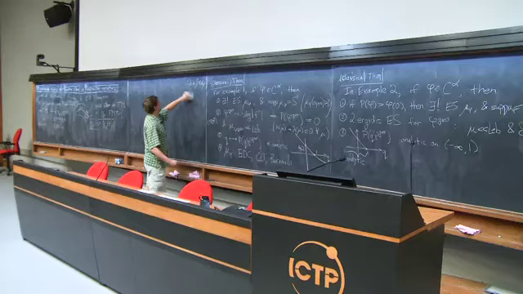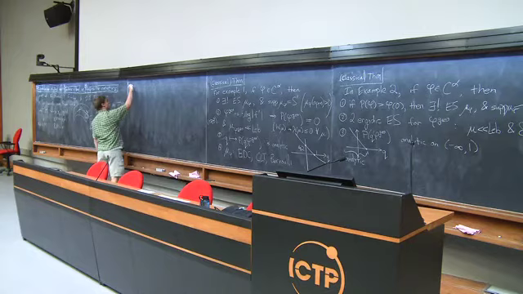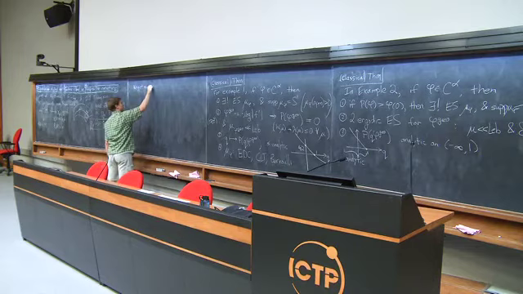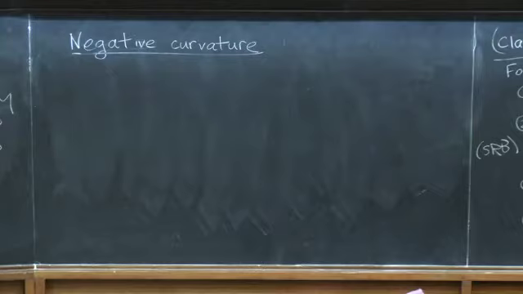It turns out that in this case, you have a complete theory. So assume that all sectional curvatures of the manifold are negative. And in this case, one can do the following.